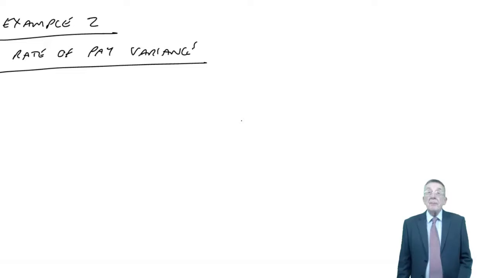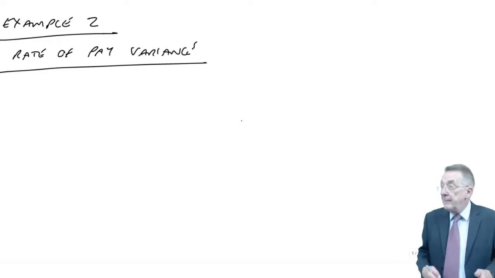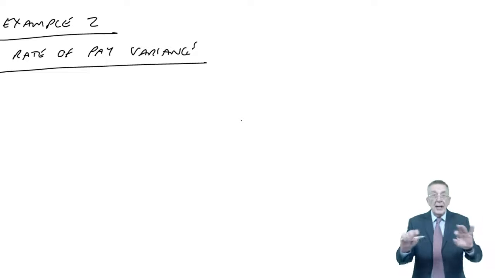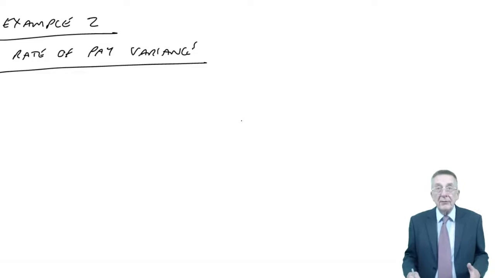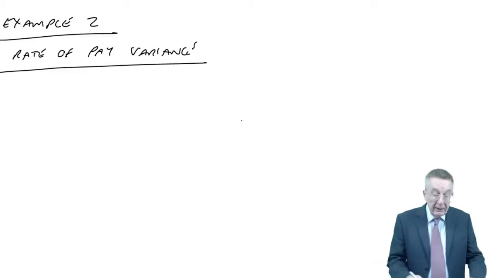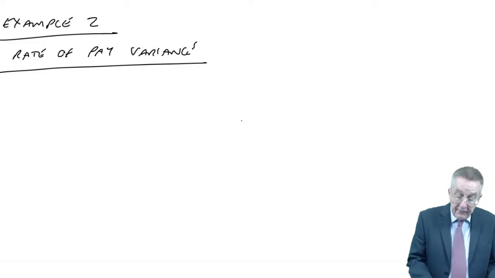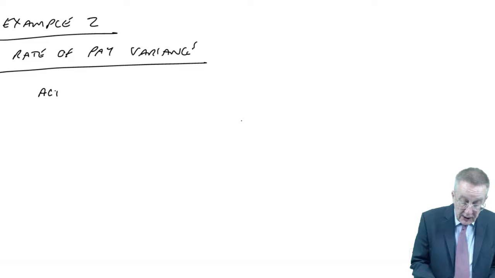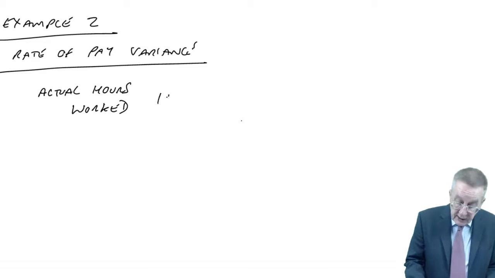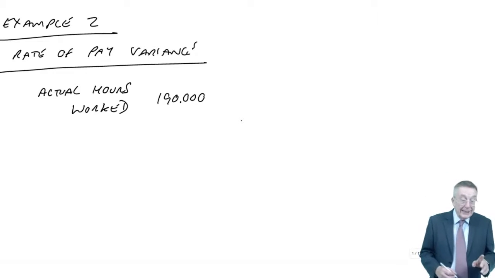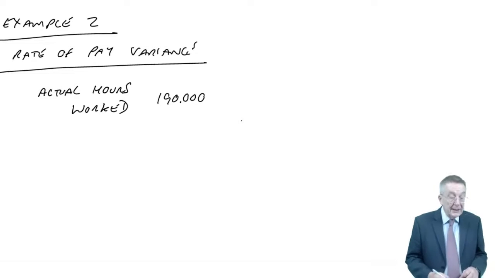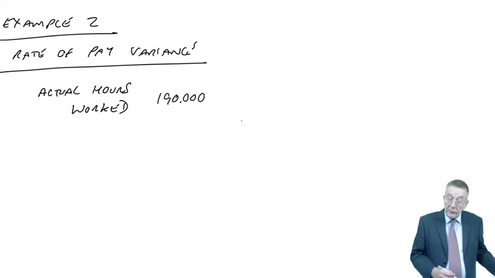And this time, well, it's the same logic as what we did in the previous one. Instead of writing it all out in full line by line, I'll try and do it slightly quicker, but it's your choice. The important thing is to get it right, obviously, as long as you're comfortable with it. For the rate of pay variance, always we take the actual hours worked. So we actually worked 190,000 hours. And we look at the difference between the actual rate and the standard rate.